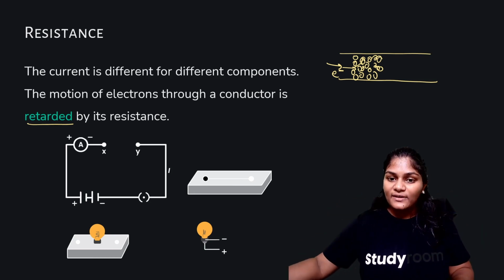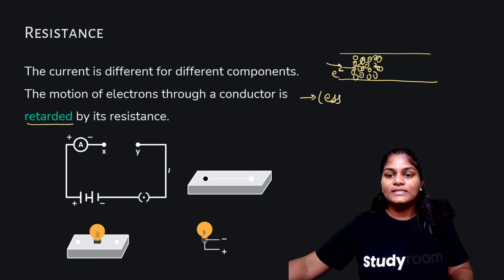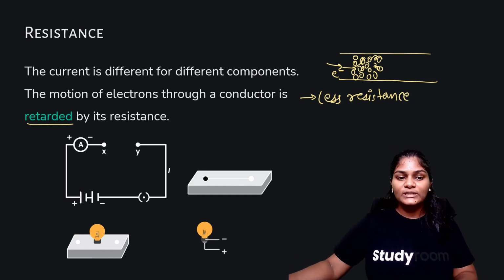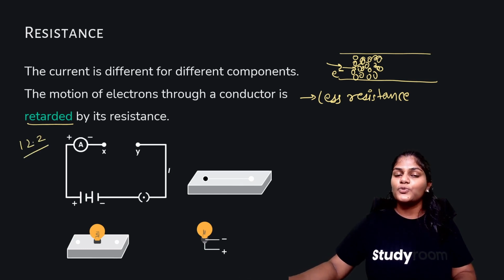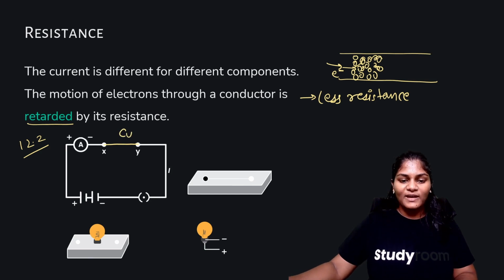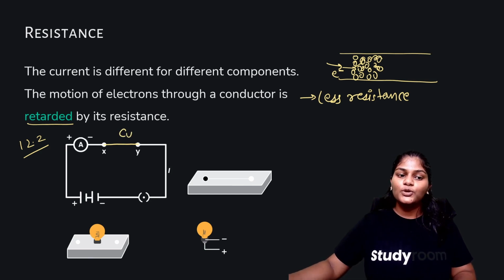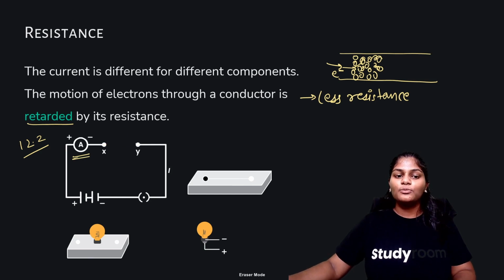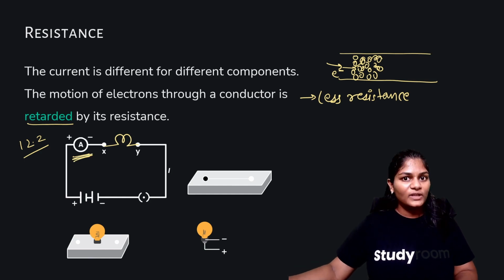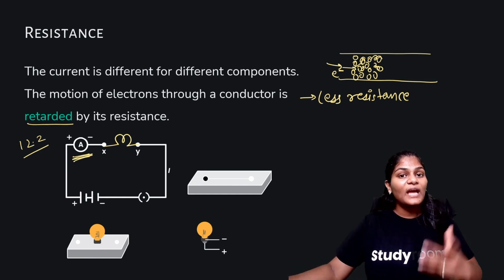Okay, so whenever less resistance is offered by a conductor, say we connect, if you look at this is your activity 12.2, right? Just check in your book. In this gap XY, you connect a copper wire once and note down the reading of the ammeter. Then you remove this copper wire and connect your bulb here. Then again you note down the reading of the ammeter. You will see that the reading of the ammeter is different.